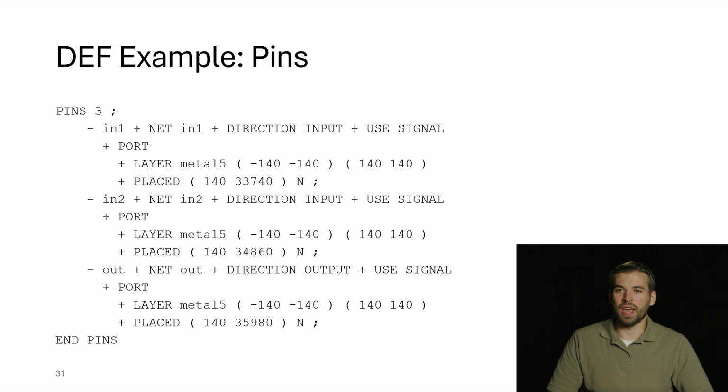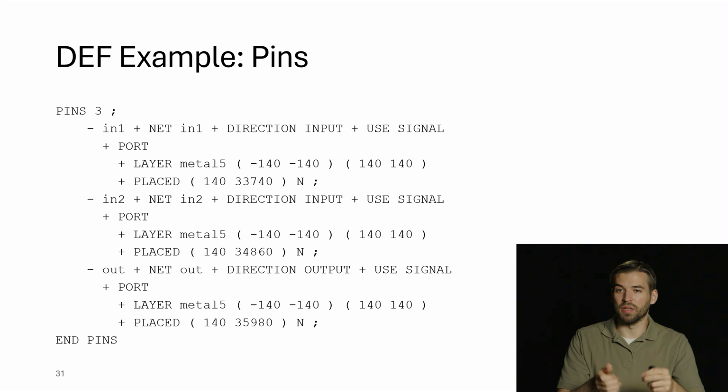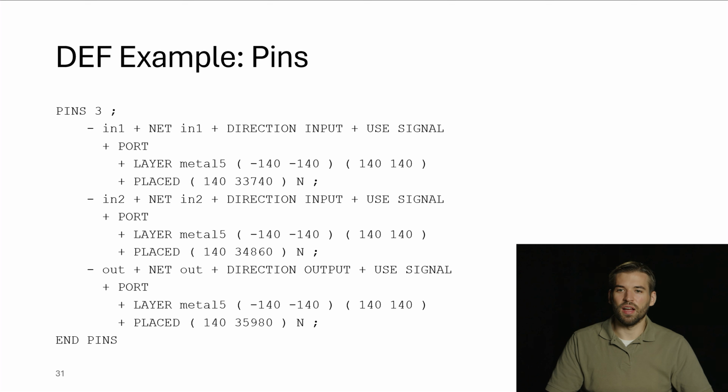The next section that we have is the pins section. In this case, this is going to represent the block terminals and block pins of the design. So here you can see that each of the dashes is one of the block terminals. So we have in1, in2, and out represented here. We also have the nets that they're connected to. Just as we mentioned before, we typically like to have the block terminal be the same name as the net that's connected to it. And fortunately here that's the case.